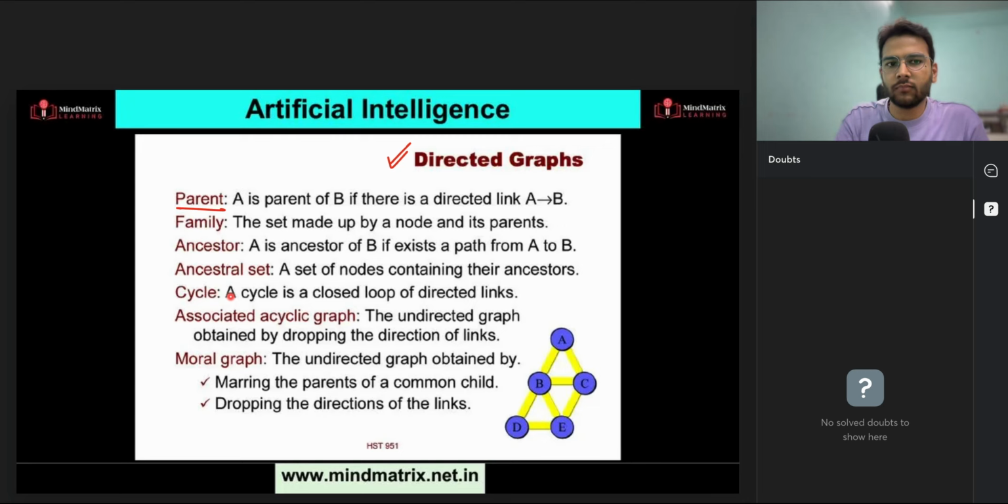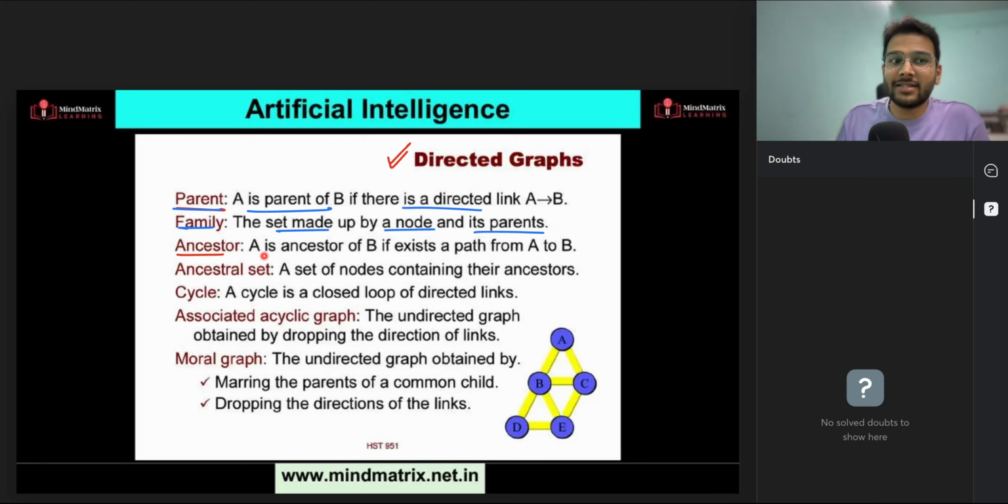Yes. The difference between ancestor and child is mentioned over here also. You can read it. Let's read the definitions again. Parent is what? A is a parent of B if there is a directed link from A to B. So we can say A is a parent. What about family? The set made up of a node and its parents. So we can consider basically parent and child. If you consider both, we can call them a family. That set we can call a family.